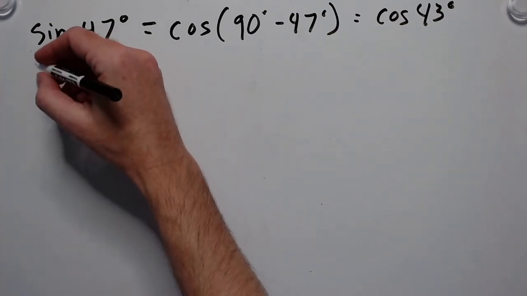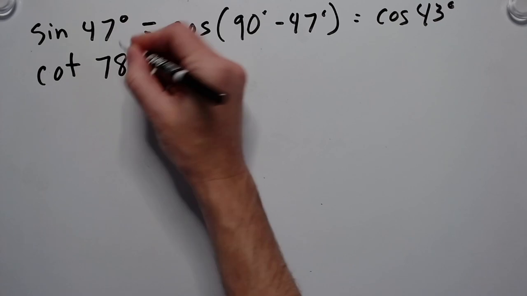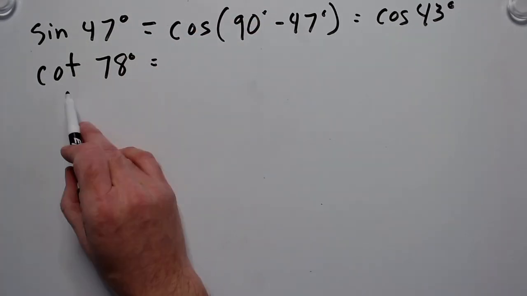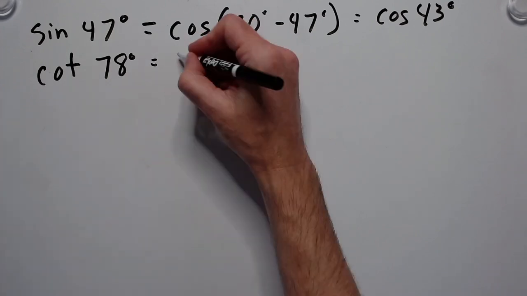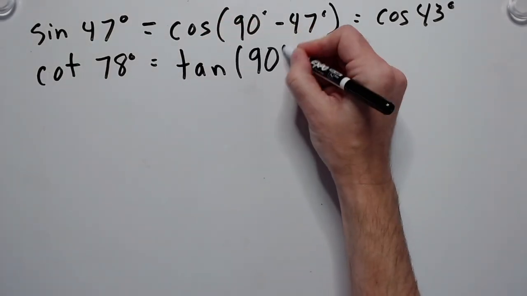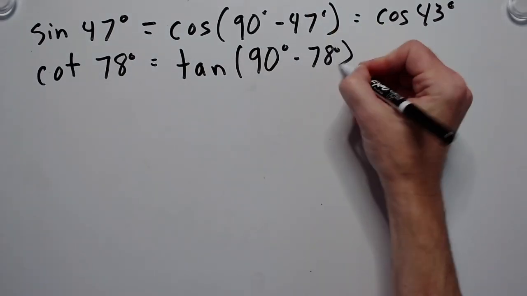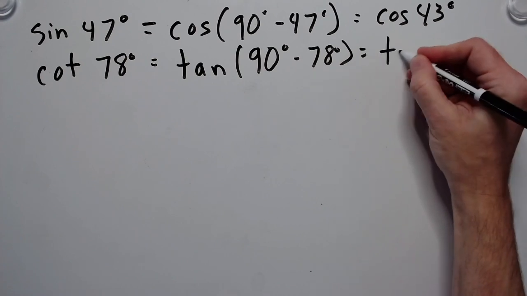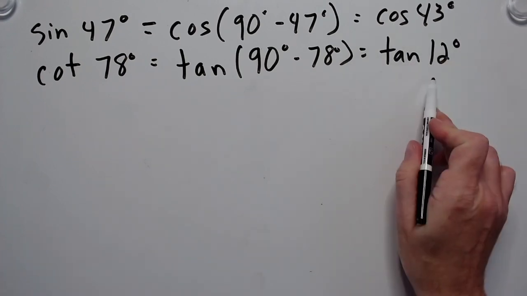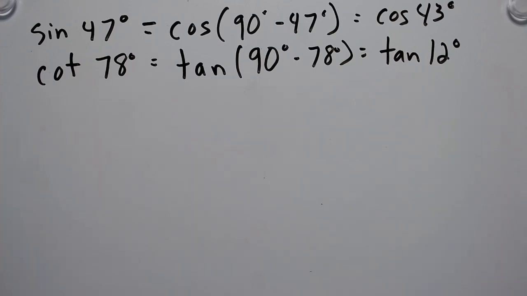Let's just do one more like that, and we'll do a different one. We'll do cotangent of 78 degrees. So what is its cofunction? The cofunction of cotangent is tangent. So this is equal to the tangent of 90 degrees minus the number we started with, 78 degrees. So this would be equal to the tangent of 12 degrees. 90 minus 78 is 12. So tangent of 12 is equal to cotangent of 78.